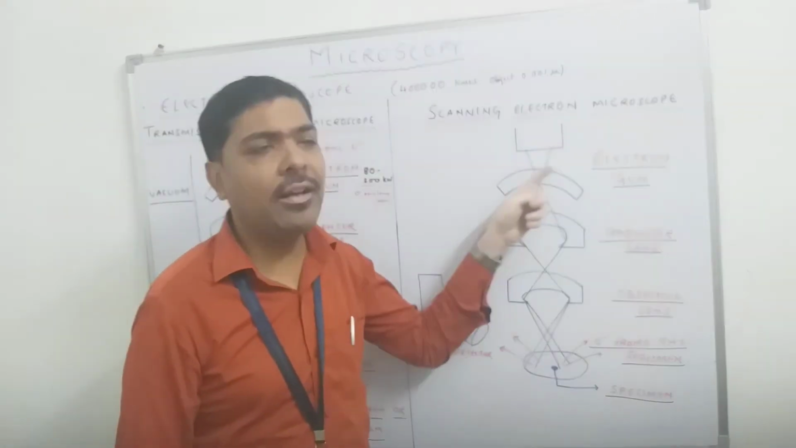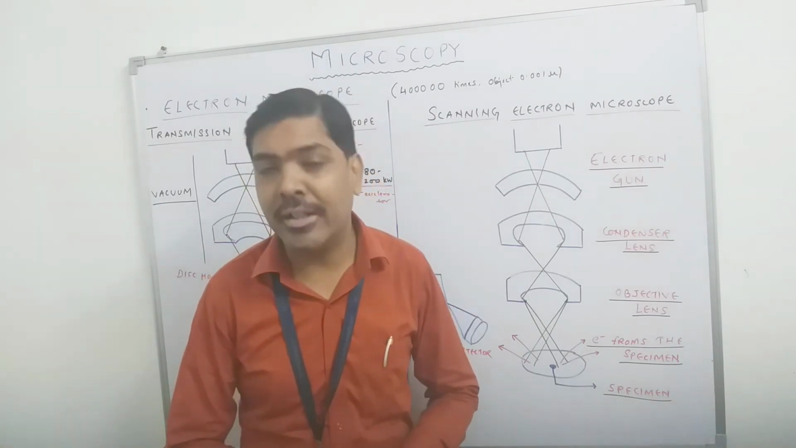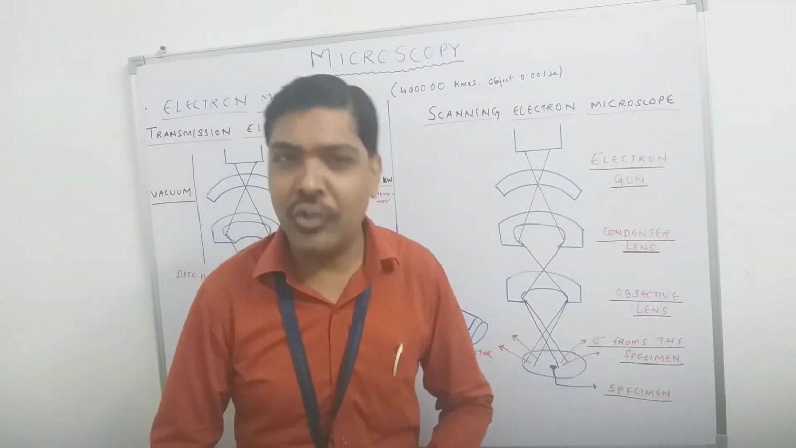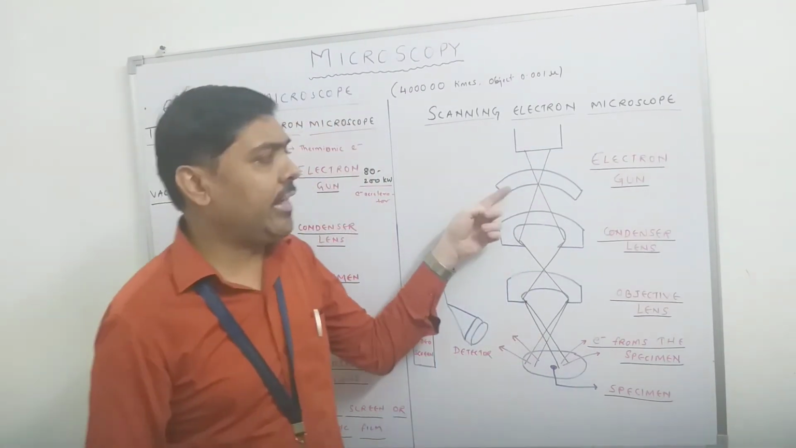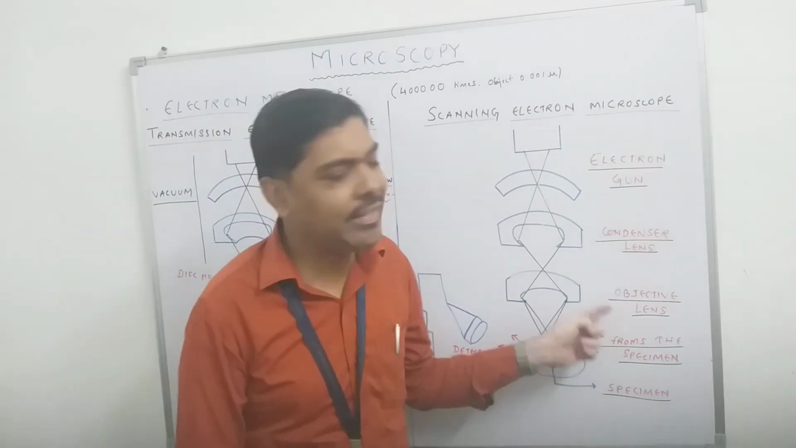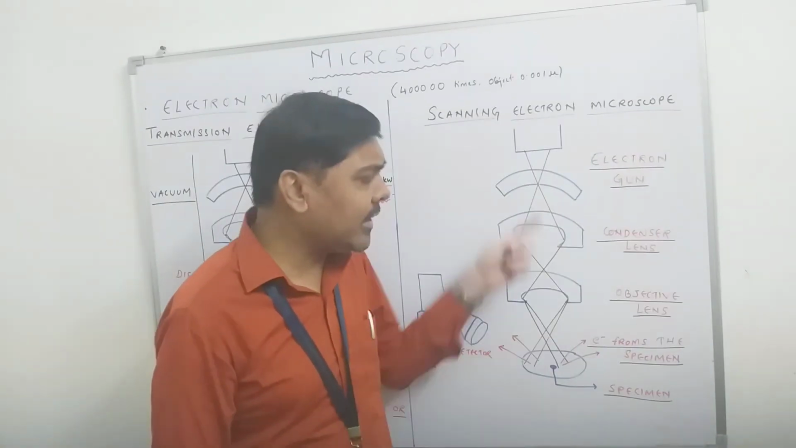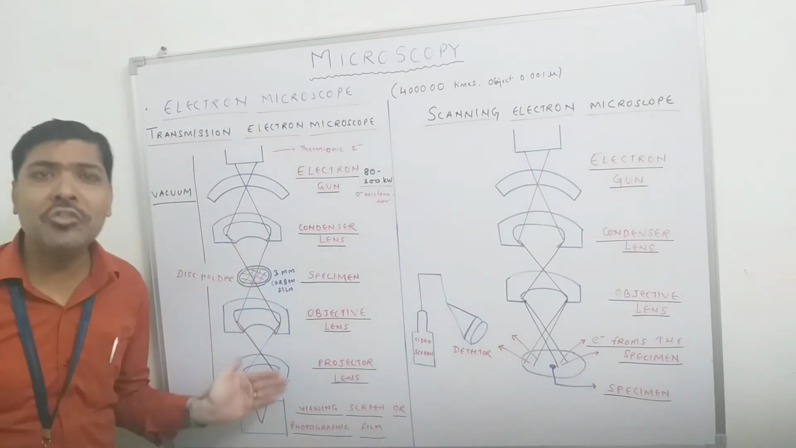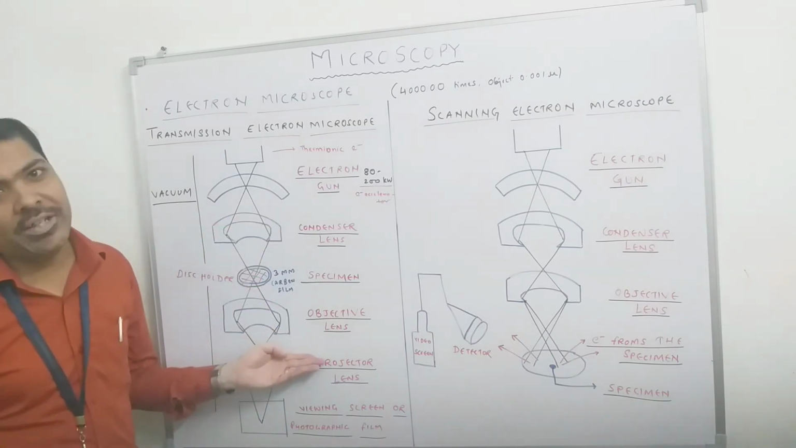You can again find here the electron gun, which consists of the thermionic electron generator, a metal that is heated, and because of the heat the electrons are generated. And again we have to accelerate these electrons. Now the generated electrons, with the help of the condenser lens, are projected towards the objective lens, and from the objective lens towards the specimen. This arrangement is different from transmission electron microscopy, because in transmission electron microscopy the specimen is available between the condenser lens and the objective lens.